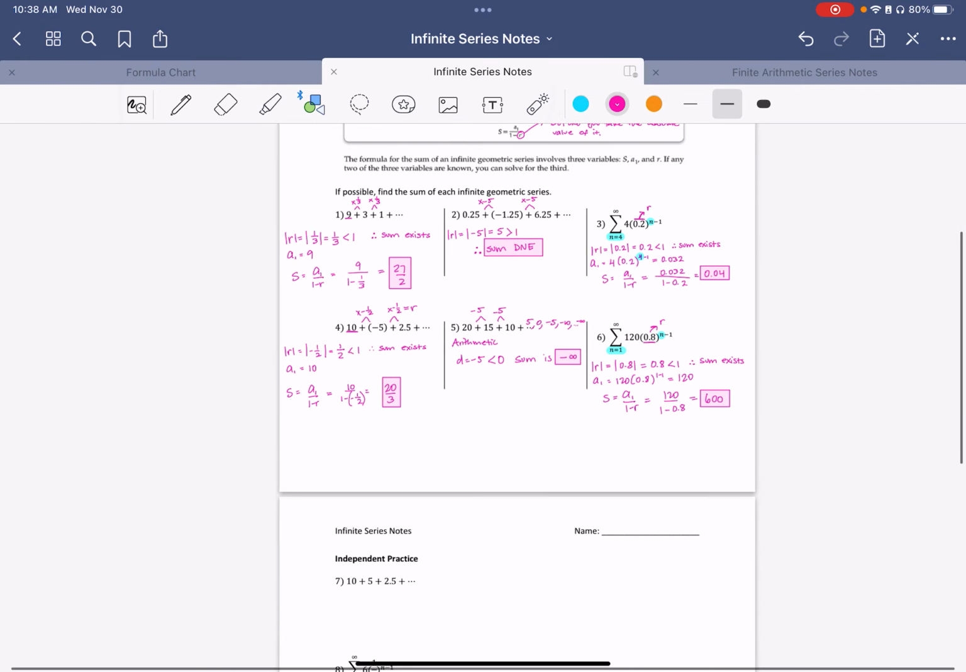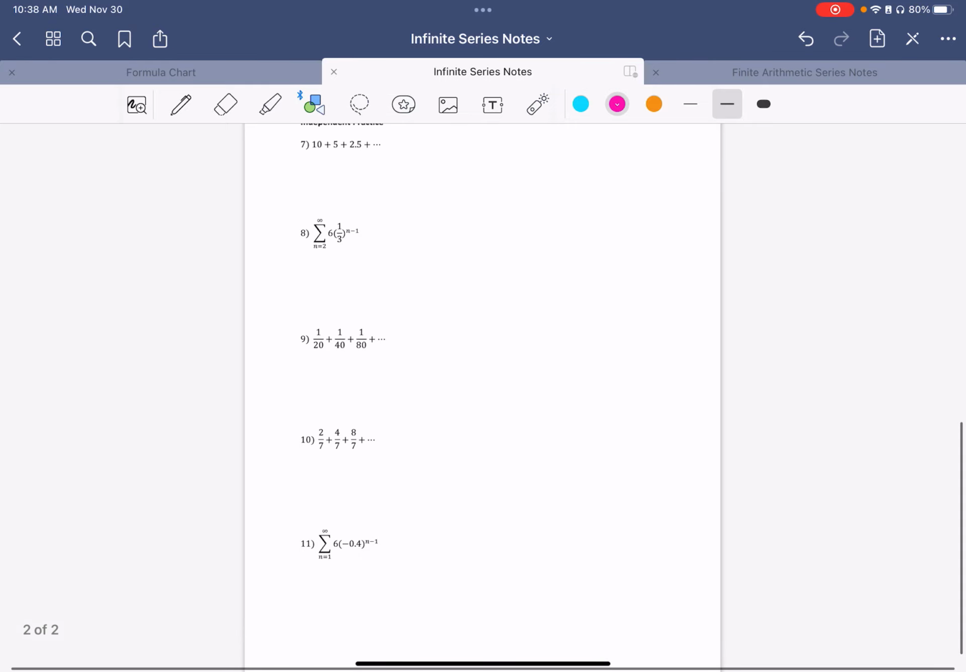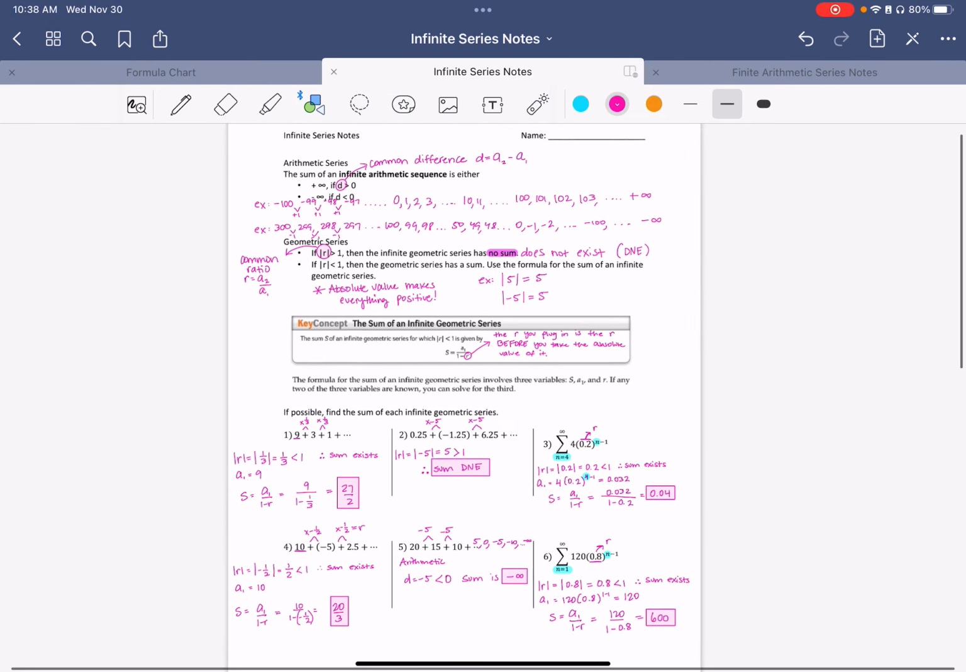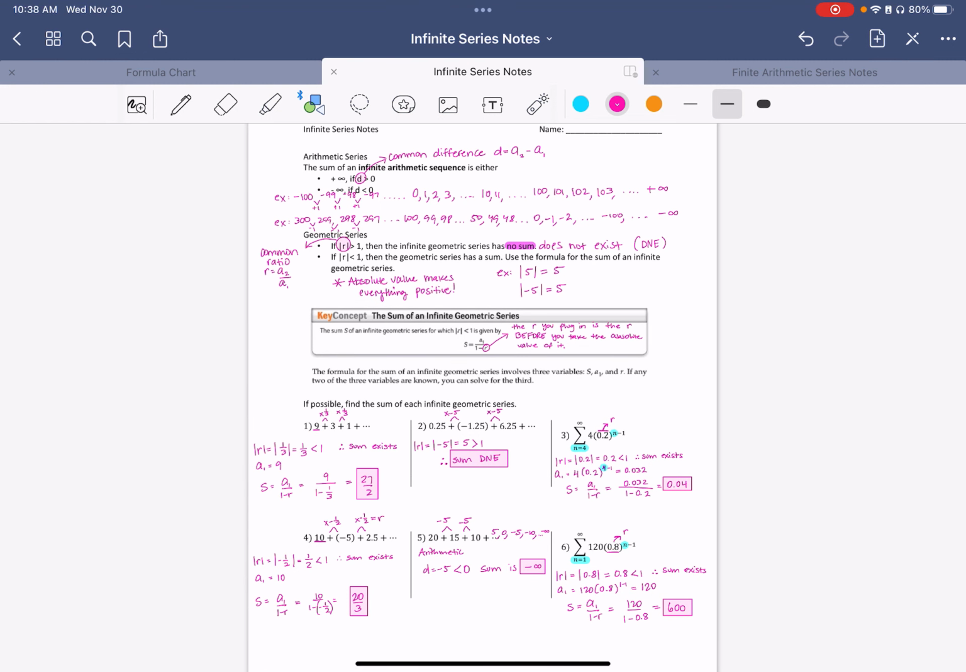For the following page, I want you to try by yourself. There are 5 problems there. Just to recap again: if it's arithmetic with a common difference, if you're always adding a number, it's going towards positive infinity. If you're always subtracting a number, it's going towards negative infinity. For a geometric series, if after you take the absolute value of r it ends up being greater than 1, then the sum does not exist. If the absolute value of r is less than 1, then there is a sum, and you use the formula S equals a sub 1 over 1 minus r. Reminder that you don't use the r that you took the absolute value of. You always use the one that you calculated from the terms of the series.